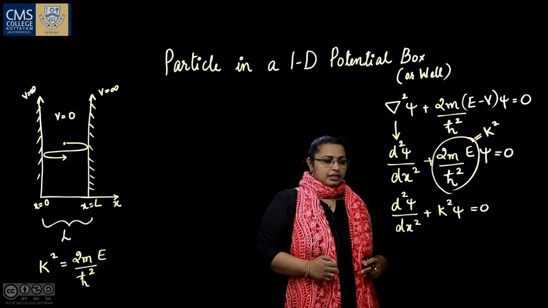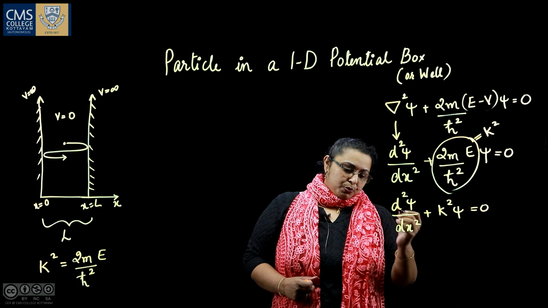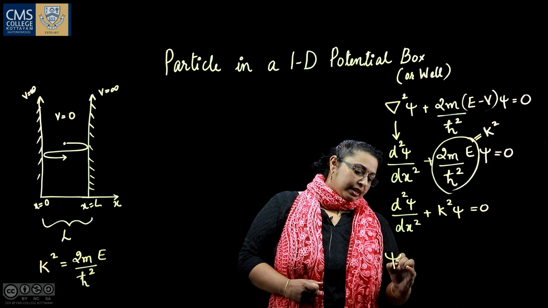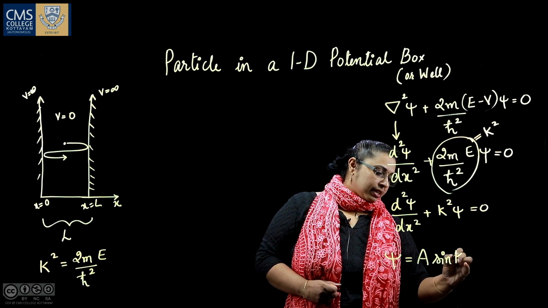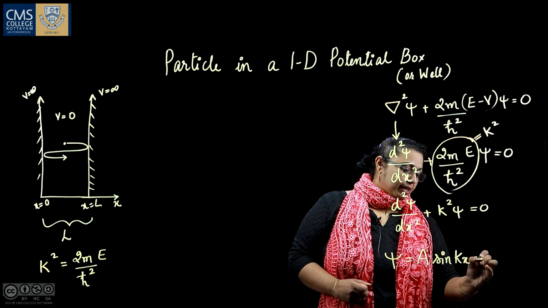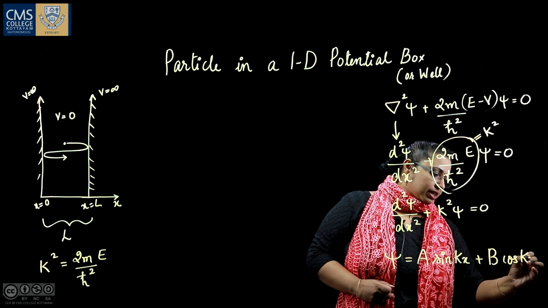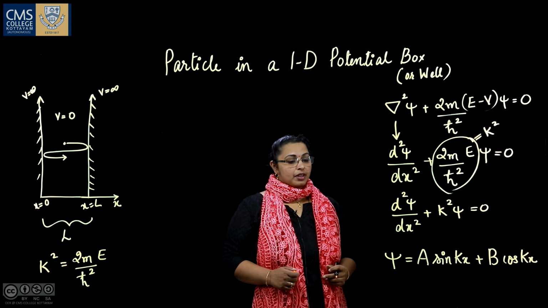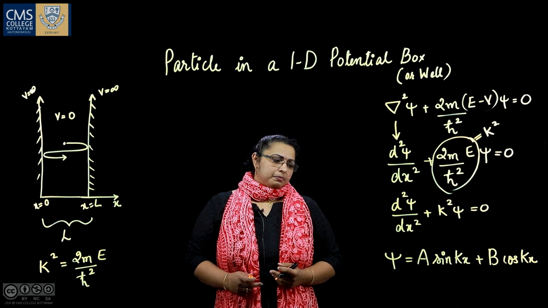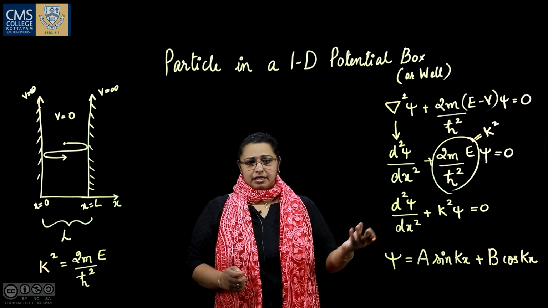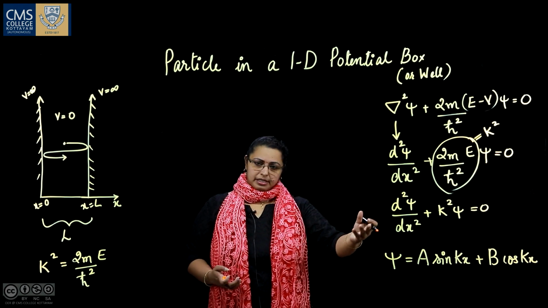Now, to solve this, we assume the wave function. The wave function which we have taken here is psi is equal to A sin kx plus B cos kx. You can take any trigonometric form, like you can start with psi is equal to A sin kx or something like that. It can be a sine term, it can be a cos term, or you can combine the sine and cos terms.